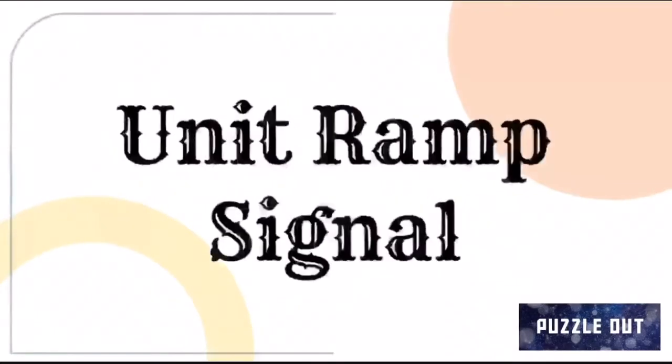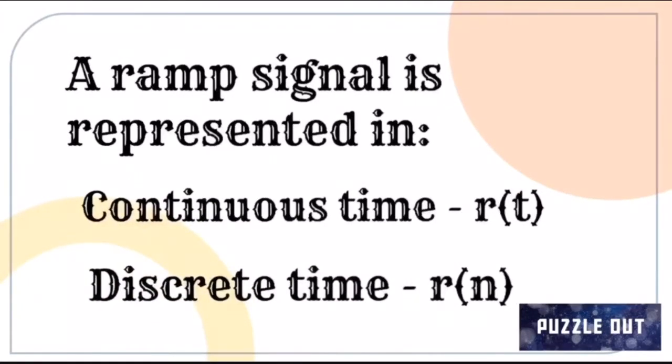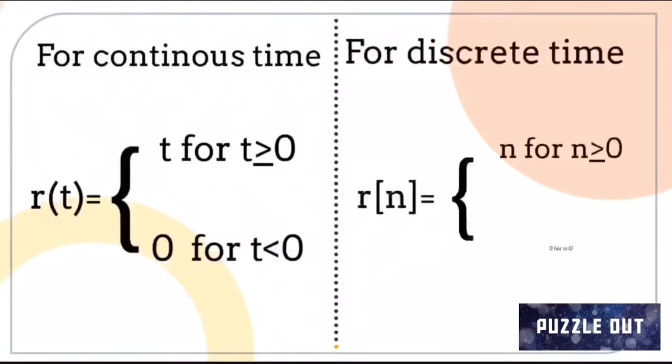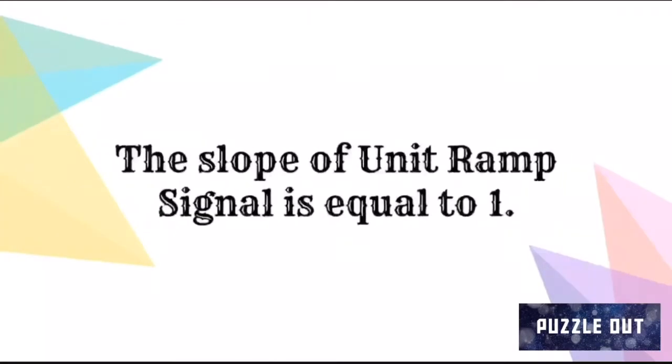The next type of signal is the ramp signal. It is denoted by r of t for continuous time signals and r of n for discrete time signals. For continuous time signals, the amplitude is equal to t when t is greater than or equal to 0, and the amplitude is 0 when t is less than 0. For discrete time signals, it is the same, but the t is replaced by n. For a unit ramp signal, the slope of the signal is always equal to 1.